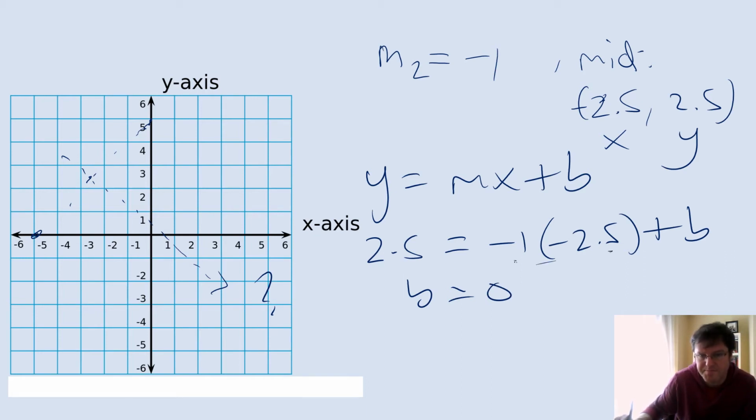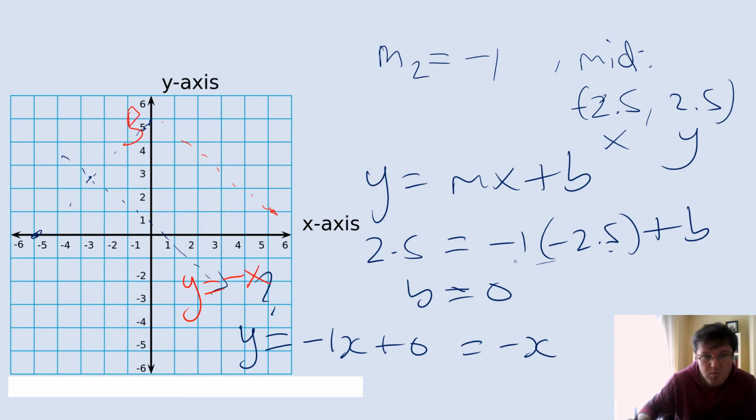So b is 0. So the equation of this perpendicular bisector here will be y equals mx plus b. So that's minus x plus 0. So it's just the equation of the line y equals minus x. Okay, so I've got the equation of one of the perpendicular bisectors. What I'm going to do now is work on side BC and find the equation of that perpendicular bisector through here. So let's go to another slide.